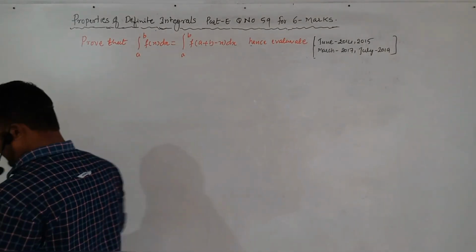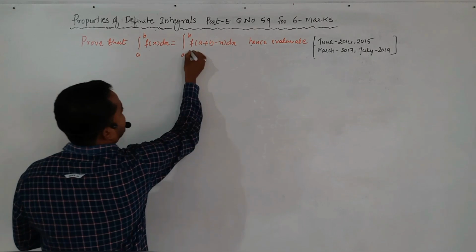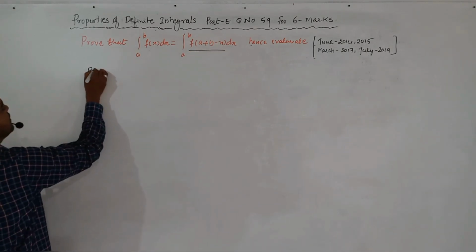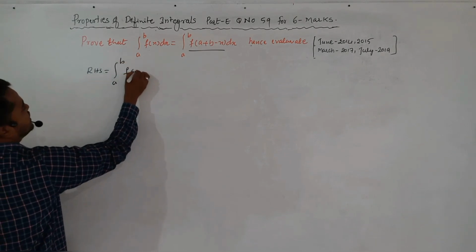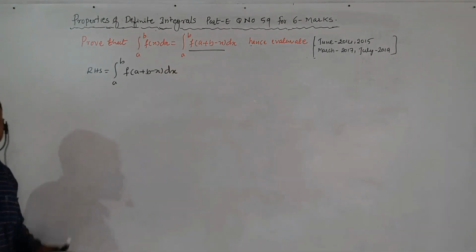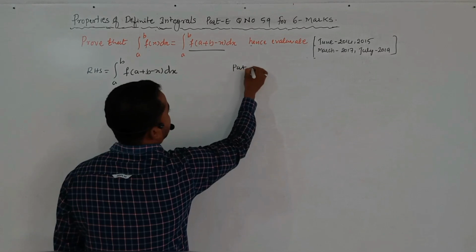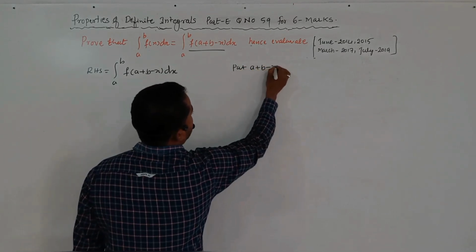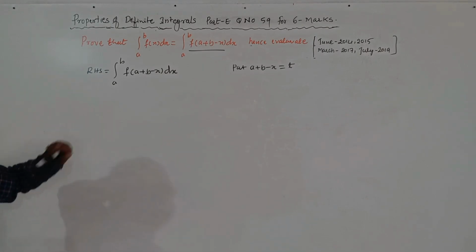To prove this property, take RHS first. Therefore, RHS is equal to integration of a to b f of a plus b minus x dx. Now take the substitution. Put a plus b minus x is equal to t.